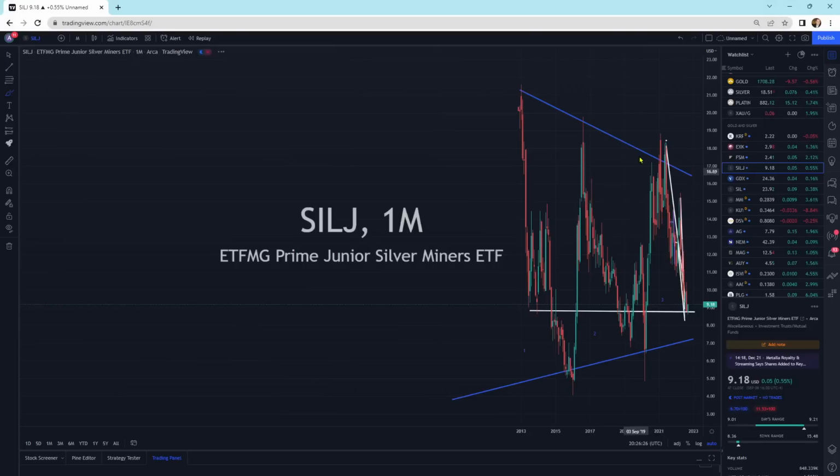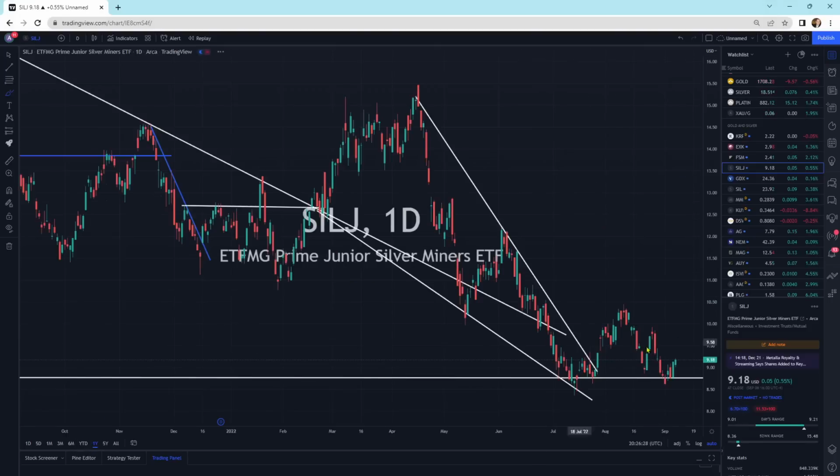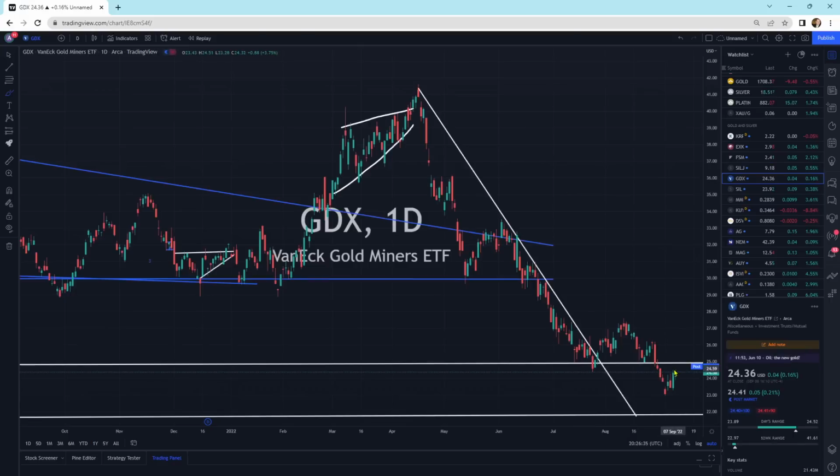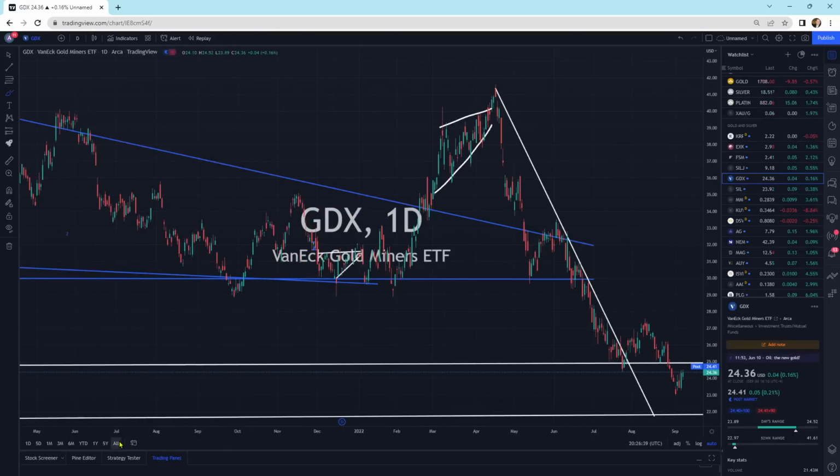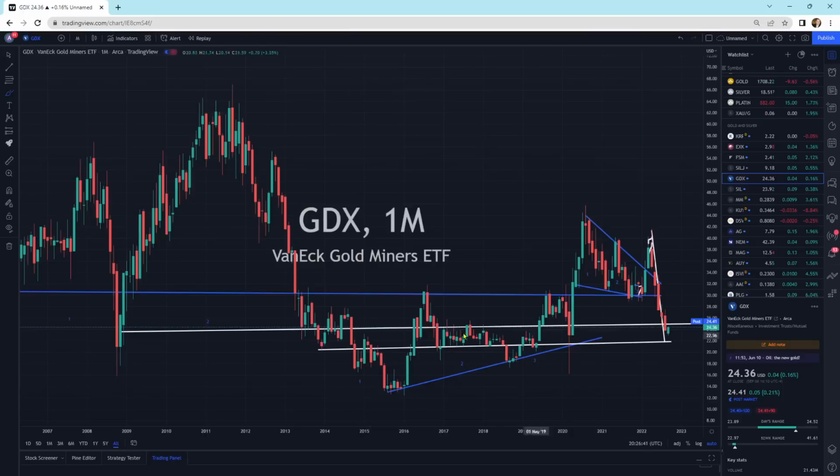Looking at SILJ, it is rocking on out off this support line. Still looks all right. And GDX is also getting a little bit of that bloody nose type movement. It's a small up day, but I still think that this will continue higher. We're right on support. There's a bunch of support in this area right where we're at. So I think it's a good risk-reward area.